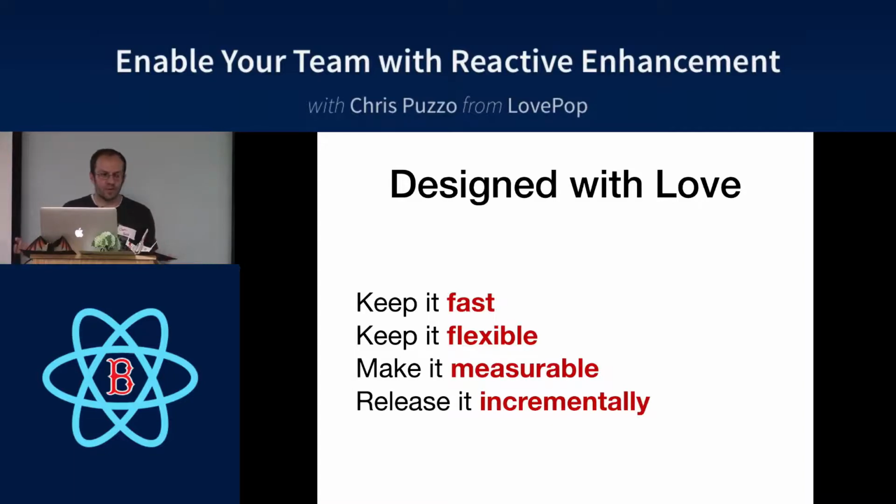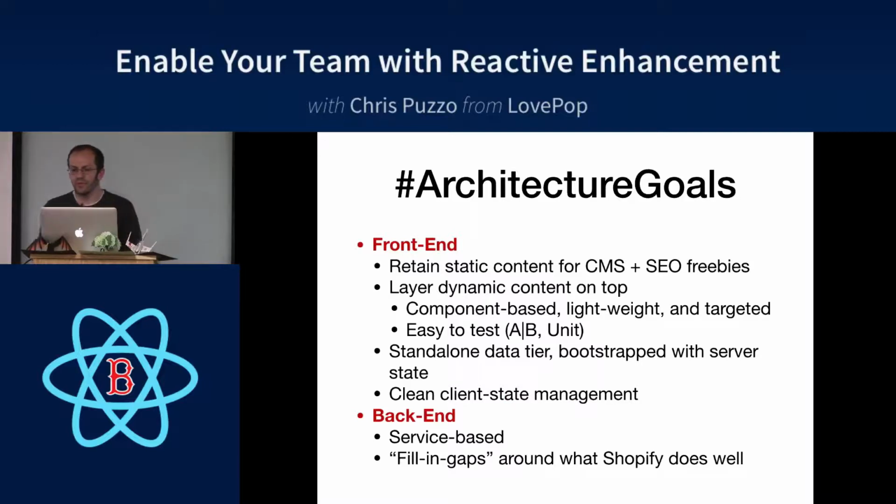And also, if we have a lot of people working on the team, we need to make sure they're not stepping on each other's toes and all that stuff. So we need to find ways, big bang rewrites are bad in this space. So kind of the top level architectural goals with those guideposts were, on the front end, we want to retain the static content to get the CMS and SEO freebies. We want to be able to layer some sort of dynamic content on top of it.